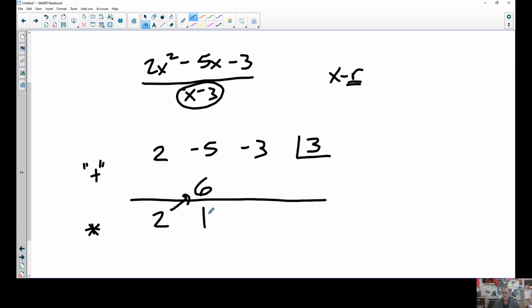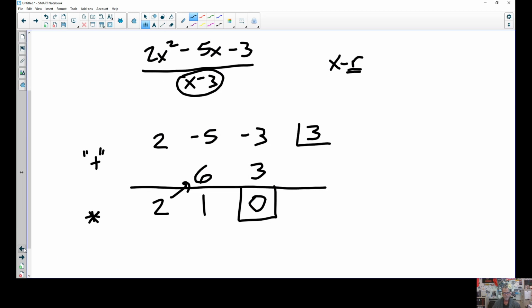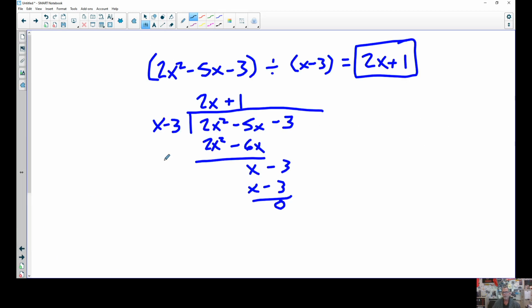Then I have a number below. I multiply it. 3 times 1 is 3. I now have a number above. I add these. I get 0. This last column is going to be a remainder. Remember, this is what we got before. If you look back on this same problem, back here, we got 2x plus 1 with a remainder of 0.